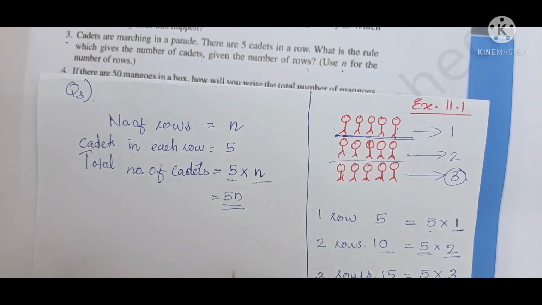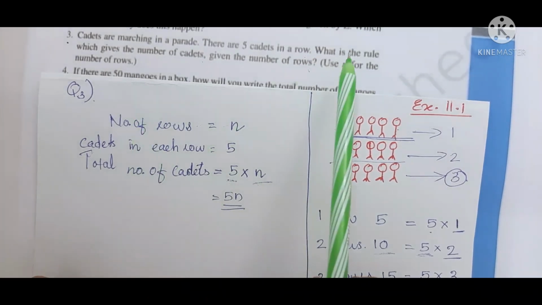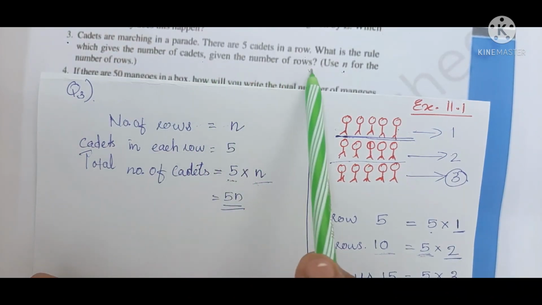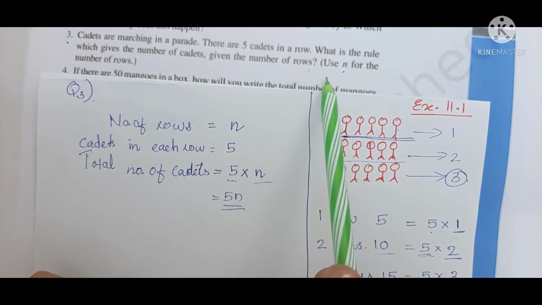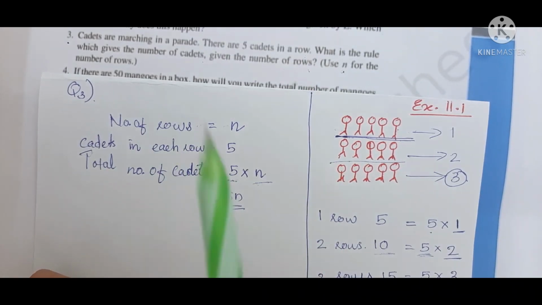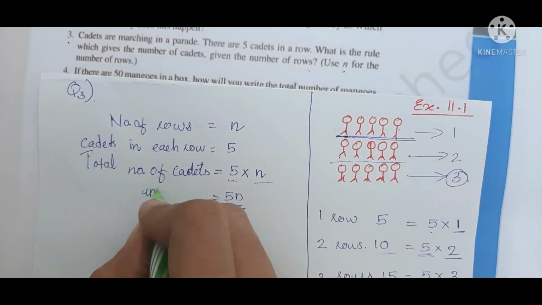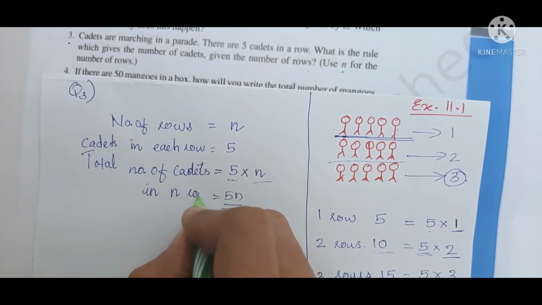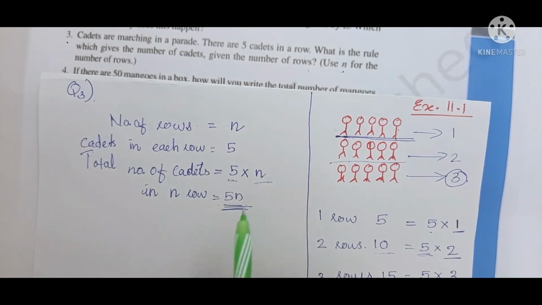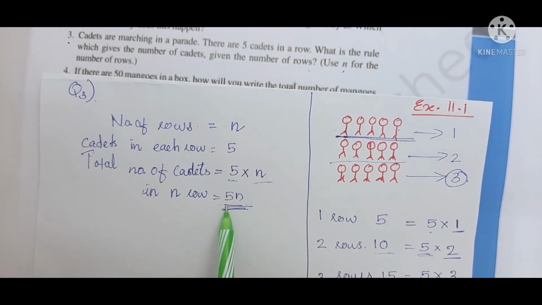Okay, so the question is, what is the rule which gives the number of cadets given the number of rows? So the given rows are n. So the total number of cadets in n rows is equal to 5n, because 5 is the number of cadets in one row and n is the number of rows.